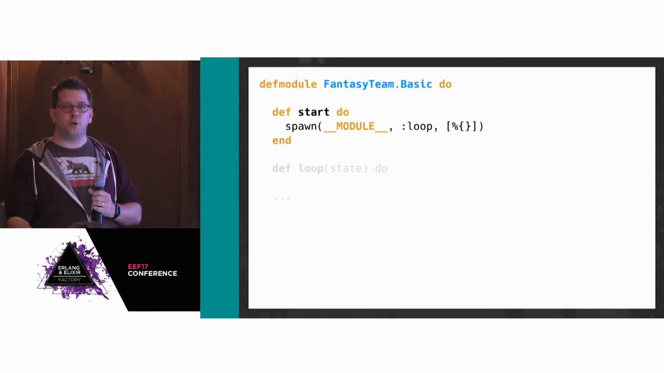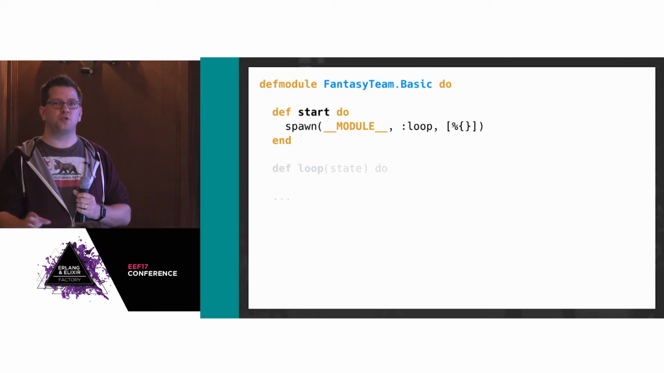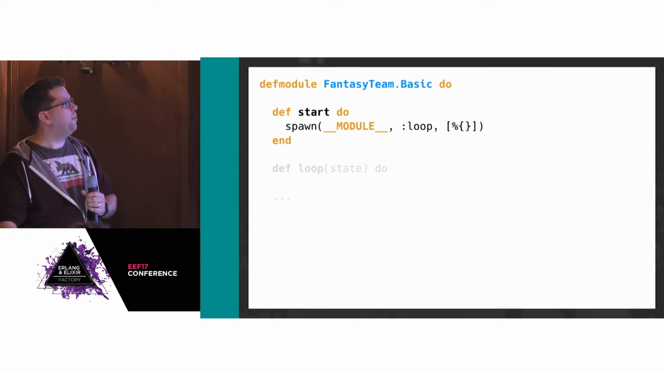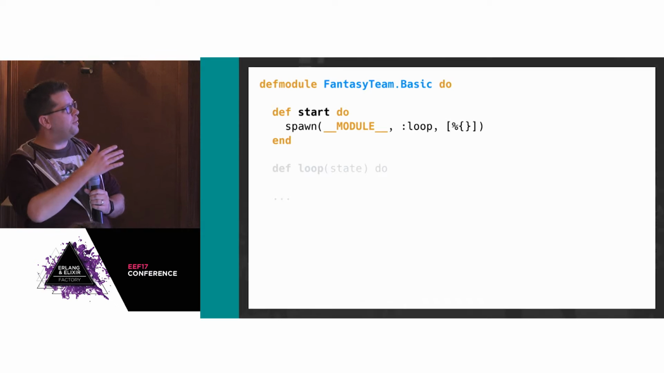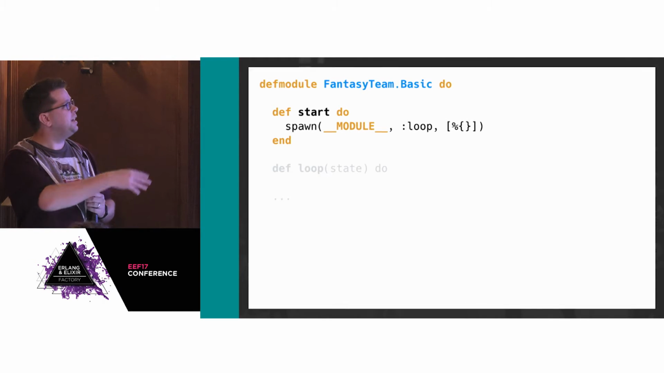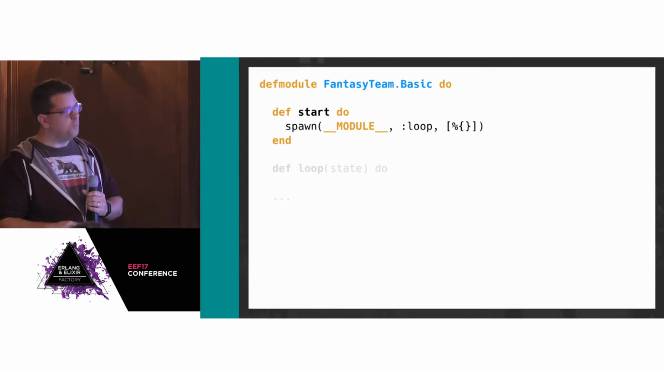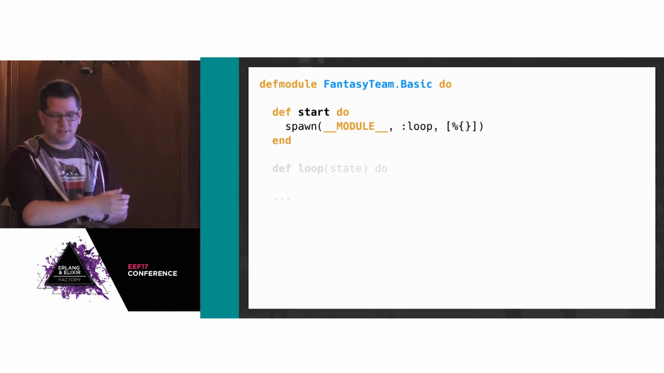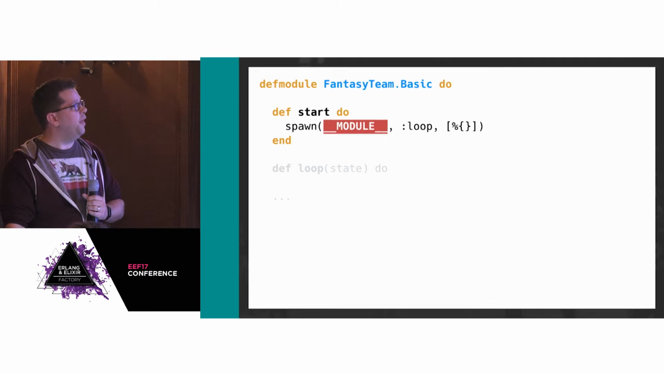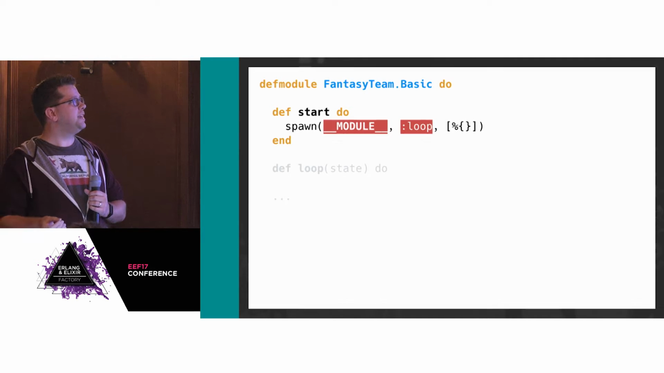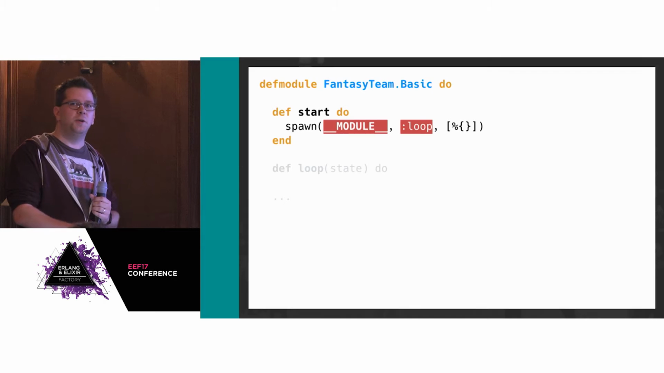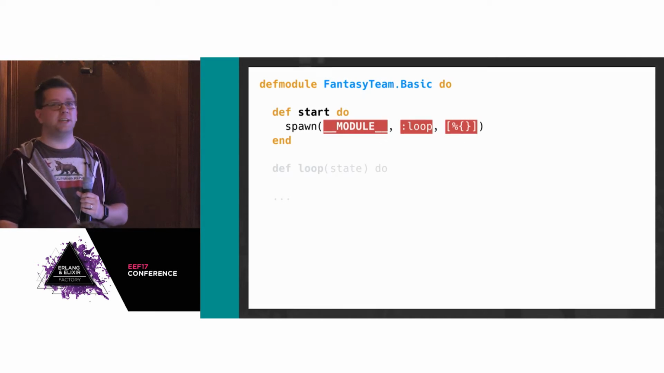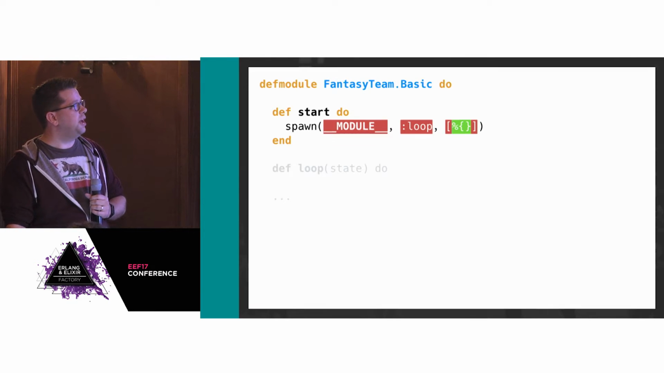Instead of giving it a direct function, we're actually giving it a set of instructions. So first we're going to give it the module to call, and we do __MODULE__ here, which just references the name of the module you're in, which in this case is FantasyTeam.Basic. So when you compile this, it's just going to replace that with FantasyTeam.Basic. And that's the module. And then the second one is an atom, and this is actually telling it which function to run under that module. And then the third is a list of arguments. In this case, we only have one argument, which is just an empty map.